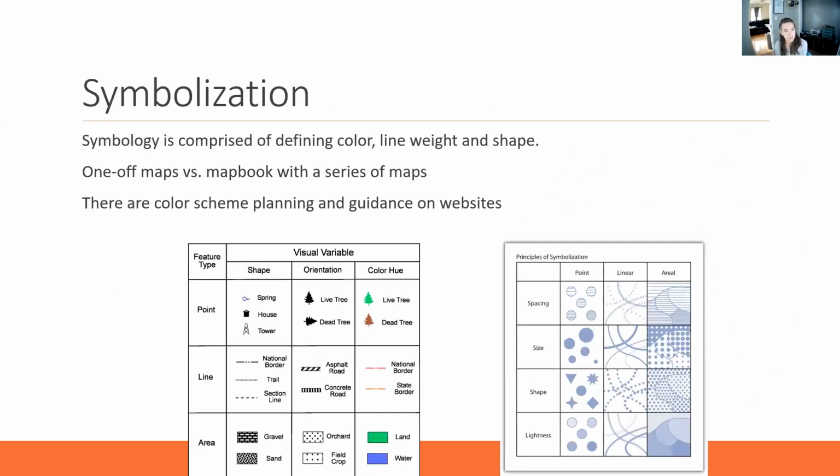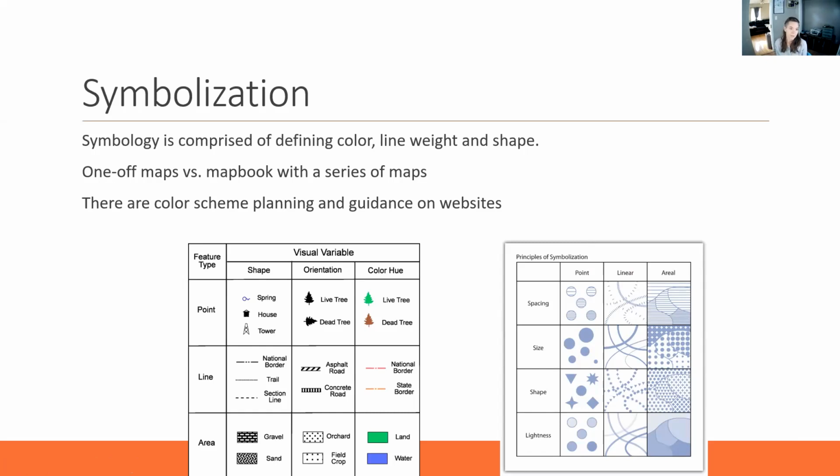Your symbolization, I think we've all worked with symbology if we've worked in ArcMap, is just defining the color, the line weights, the shape of the features. Do you use an icon, like these live trees, or would you just use a point or a diamond? Just think about what gets the message across without being too distracting. Same with what I mentioned before, one-off maps versus map books with a series. Just make sure you stay consistent.